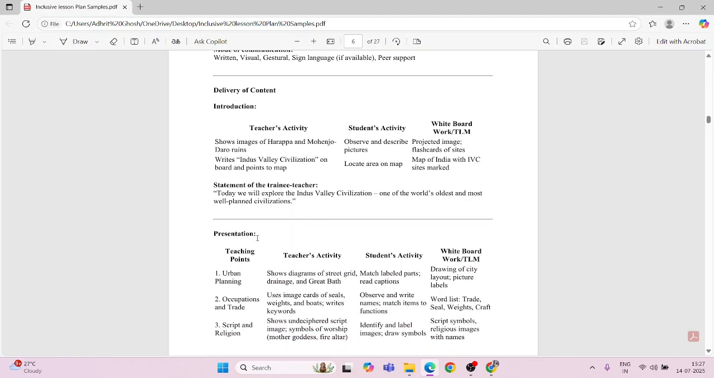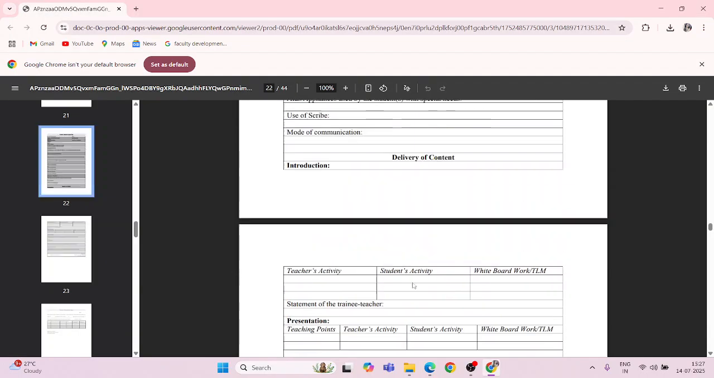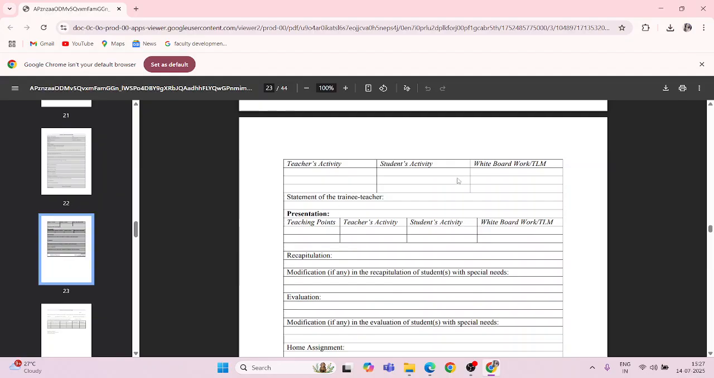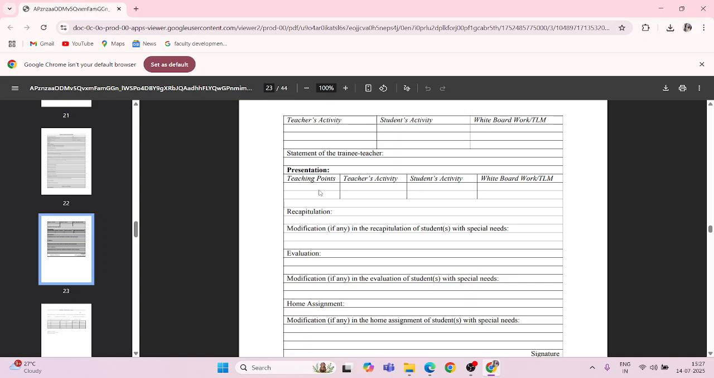Okay. Now you have the delivery of the content. So we'll come to the format again. This is the delivery of the content. This is the introduction part. Here you have 3 columns: teacher's activity, student's activity, and whiteboard or TLM, whatever is being used. Then the statement of the trainee teacher, and then the presentation.